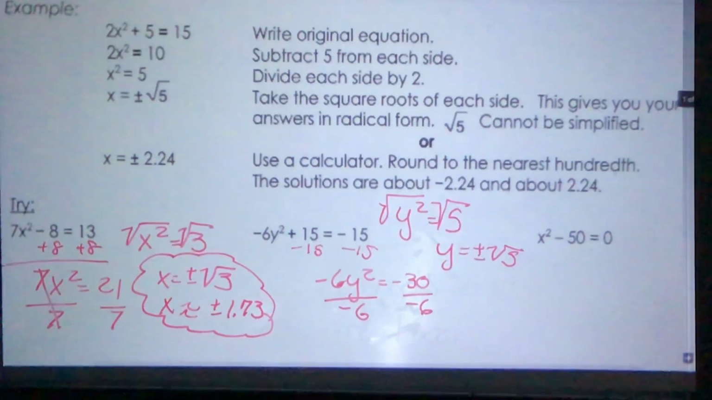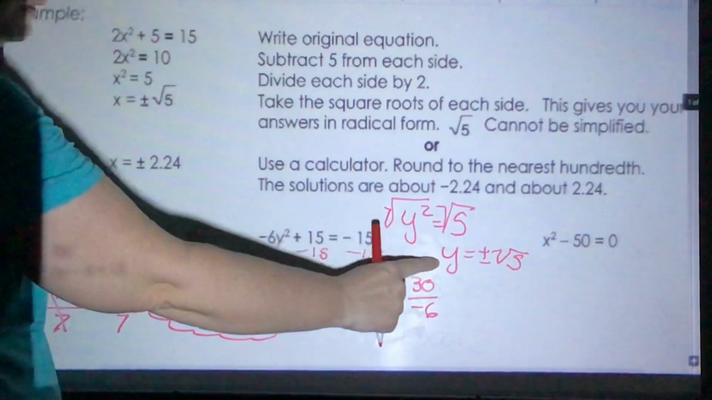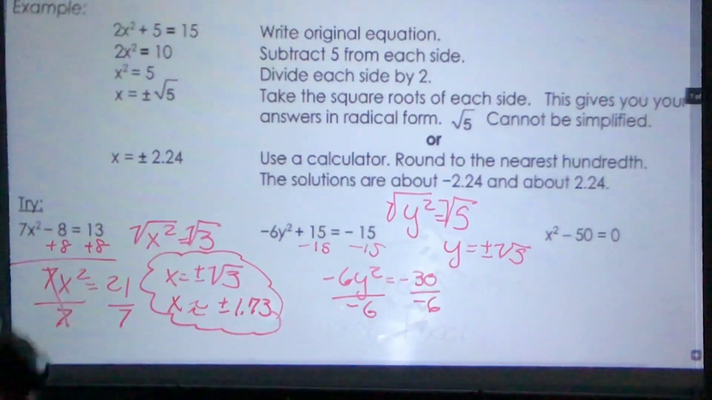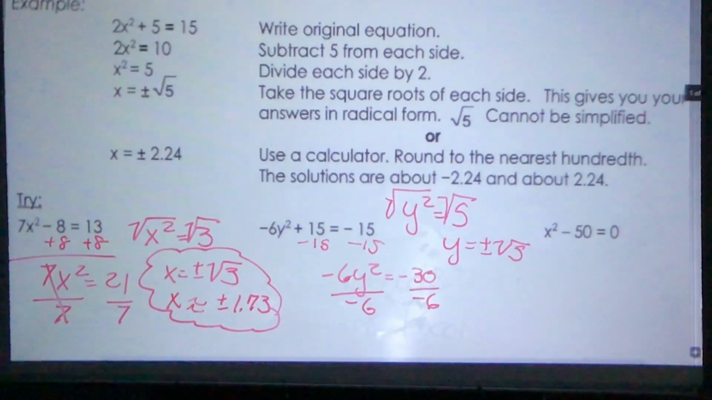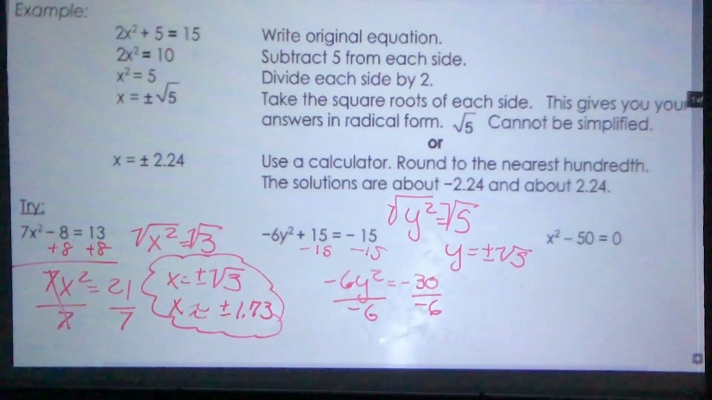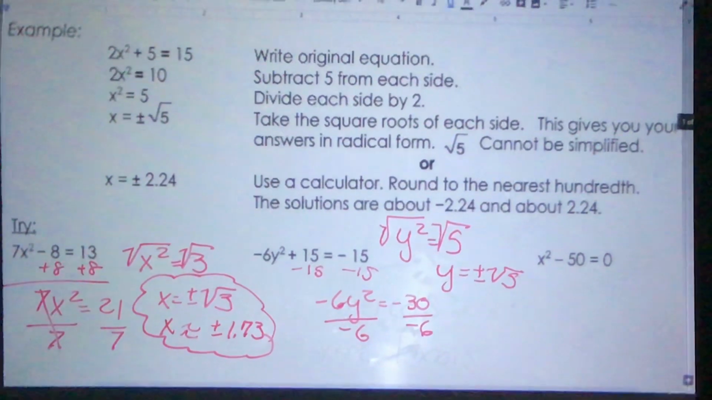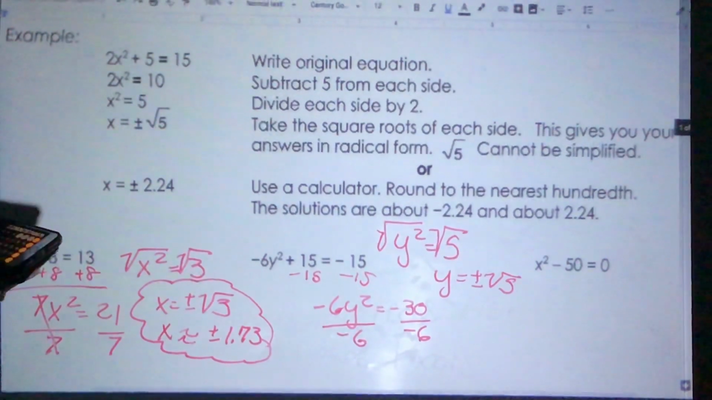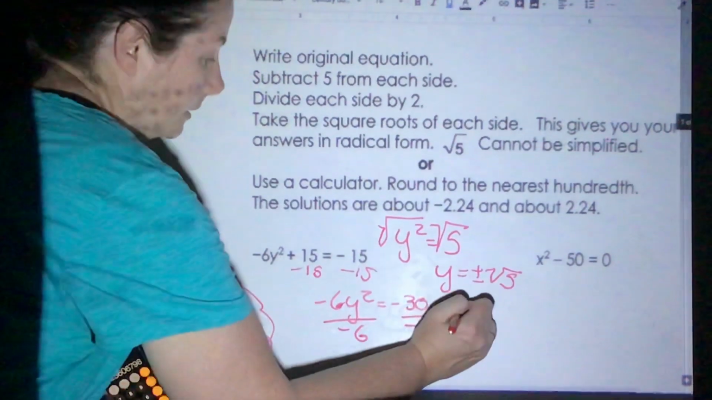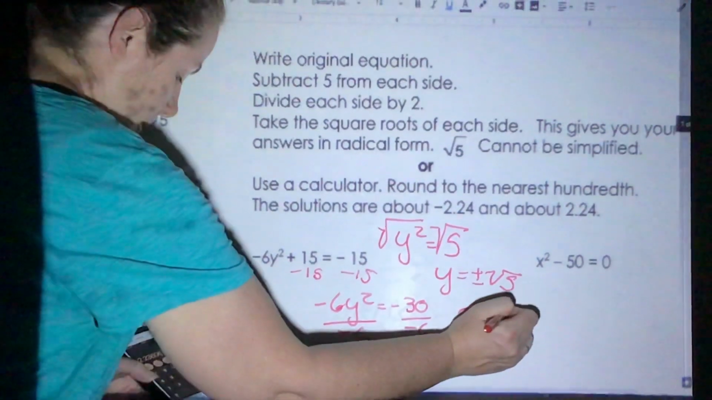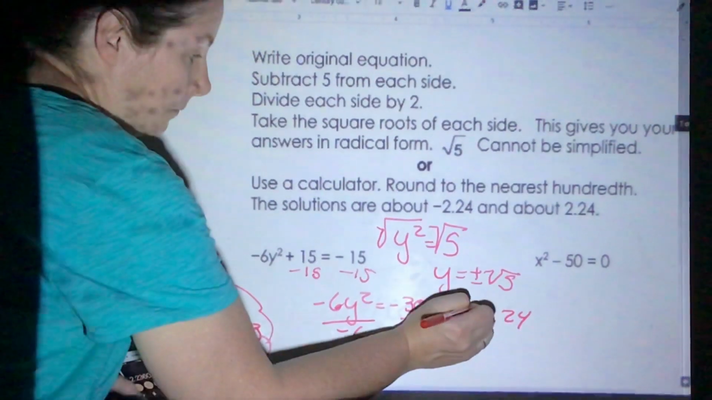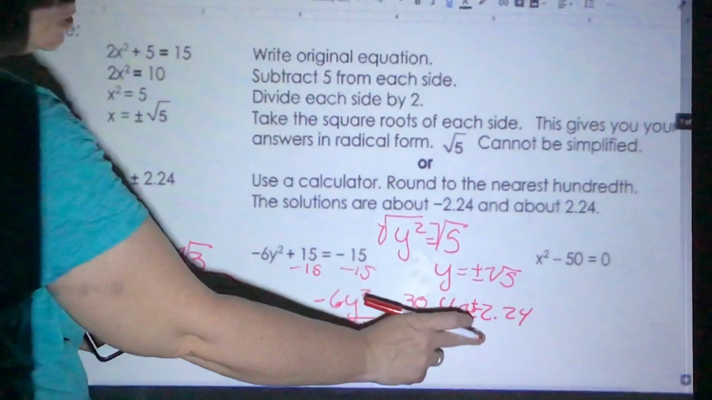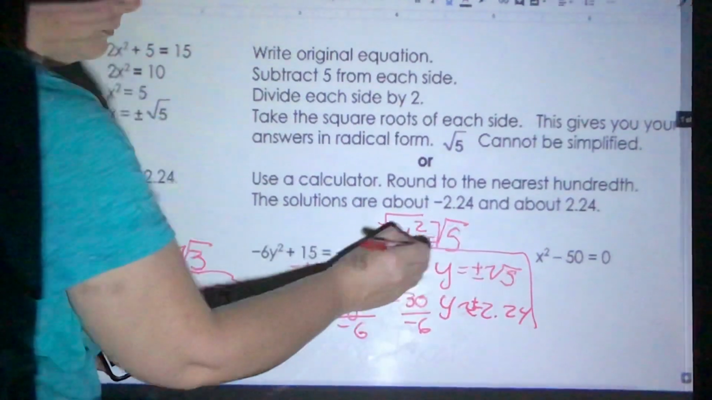You still want to make sure you're including both the positive and negative. So this is one way, which is a very exact way of writing your answer. It's a radical. Another way is to use a calculator and do the square root of 5 on the calculator. And if you do the square root of 5 on the calculator and round it to the nearest hundredths, you would get approximately 2.24. So y would also equal approximately positive or negative 2.24. Two different ways of writing your answer.